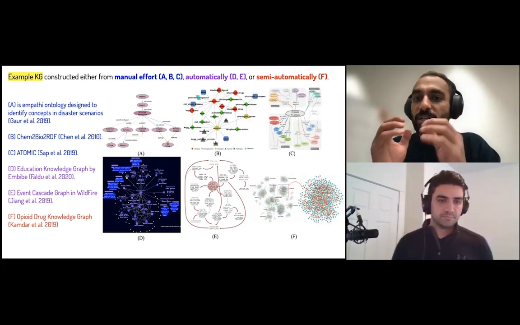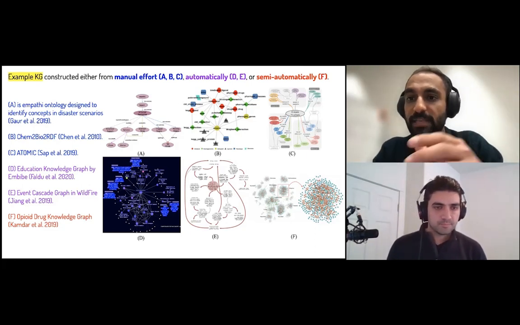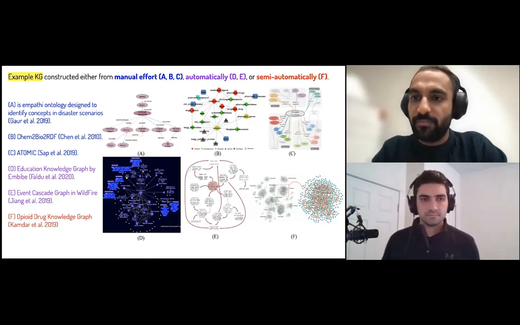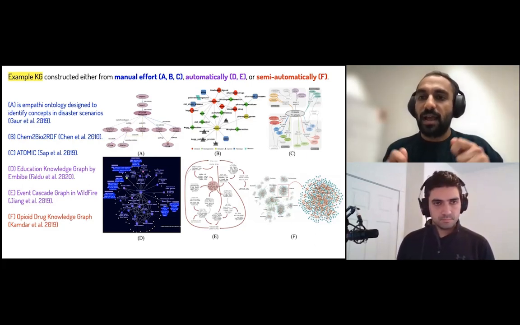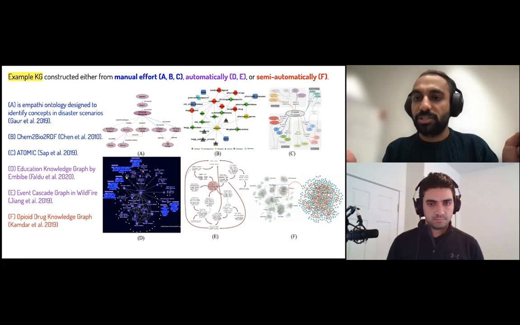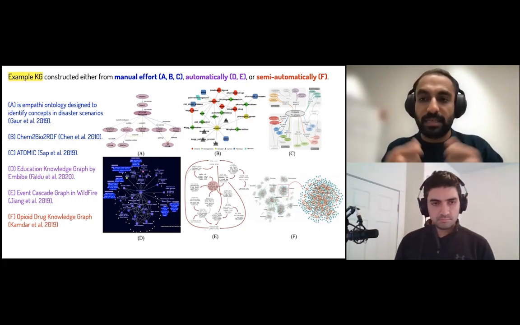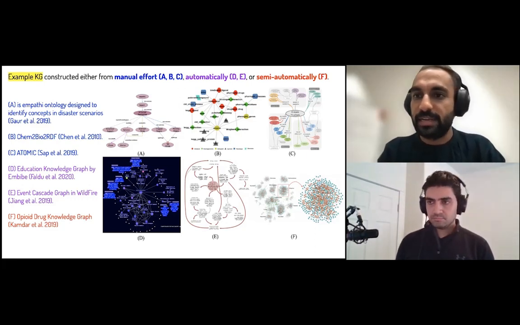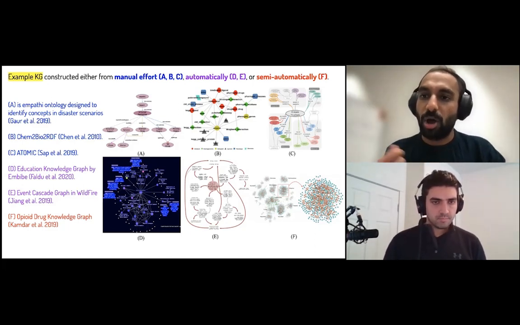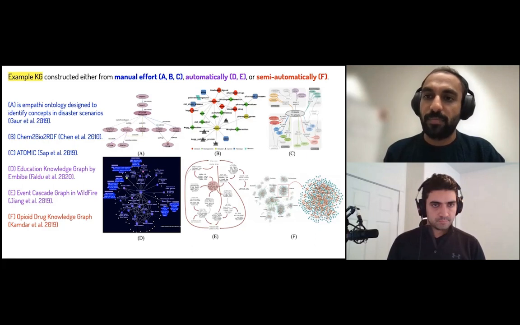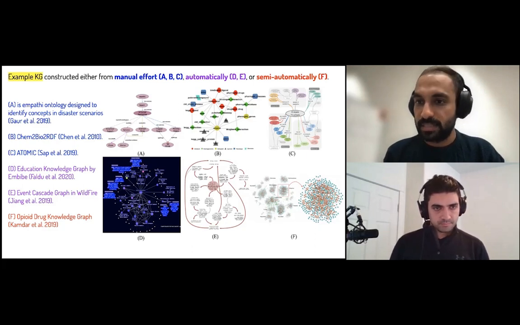Got it. Similar to that, B is ChemBio2RDF, which is a very exciting ontology combining chemistry and biology together. It's constructed and hosted at Indiana University Bloomington. The third one is ATOMIC, which is a commonsense repository constructed by the Allen Institute for Artificial Intelligence.